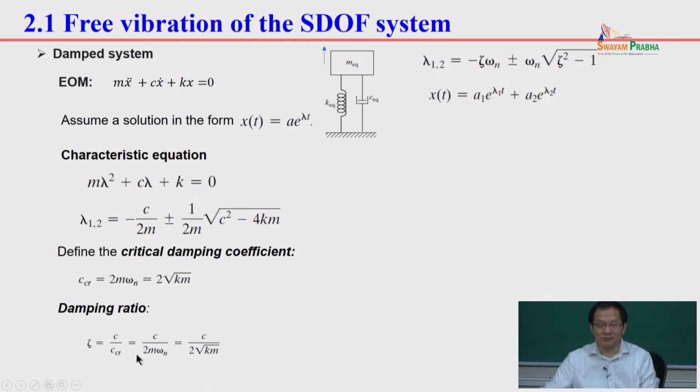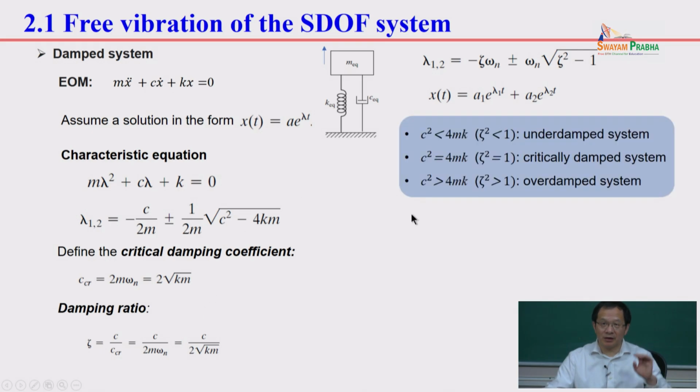Okay. So, depending on the damping ratio, we have lambda 1, lambda 2 in this way, and zeta can be greater than 1 or less than 1. The greater than 1 case is called the over damped case, and the less than 1 case is called the under damped case. Then zeta equal to 1 is the critical damping system.